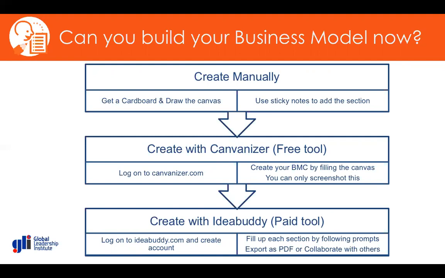But the perfect one I will tell anybody who wants to use an online tool that is easy is go to ideabody.com and create an account. Fill up the sections by following the prompts. You can export as PDF. You can collaborate with others to join and check it for you. And you can export by copying a link to share with people to view. So it's very interesting. Although it's a paid tool, it's about $9 per month for the basic plan and about $16 per month for the advanced plan.